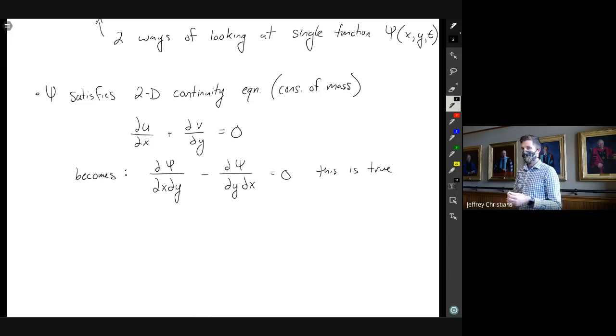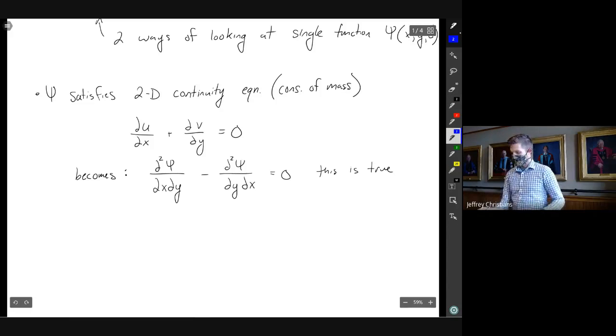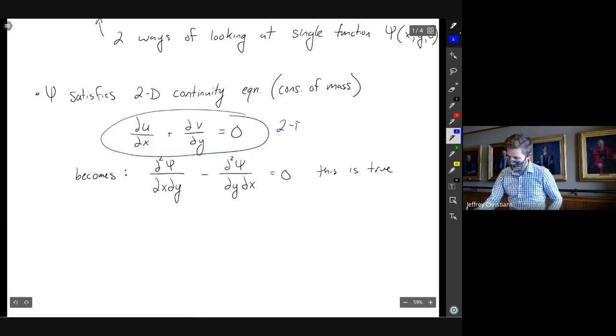Yeah, Adam. I think we wrote on Monday that it's d squared psi. D squared, yes, that's correct, because you're taking it with both x and y. Thanks, Adam. This is for the conservation of mass in the corner. We did it for that specific example, but this is general. This would be 2D conservation of mass.